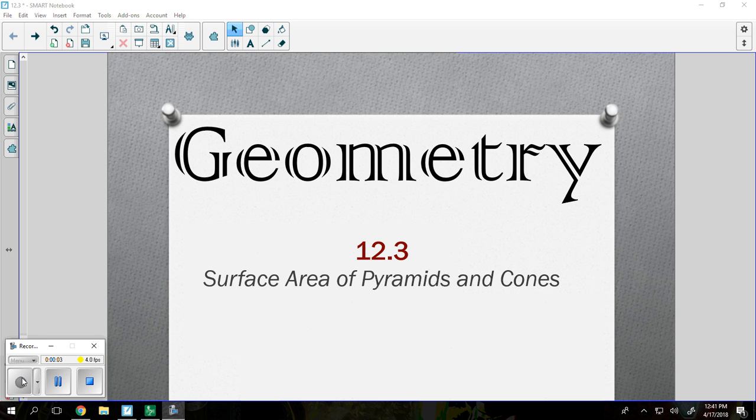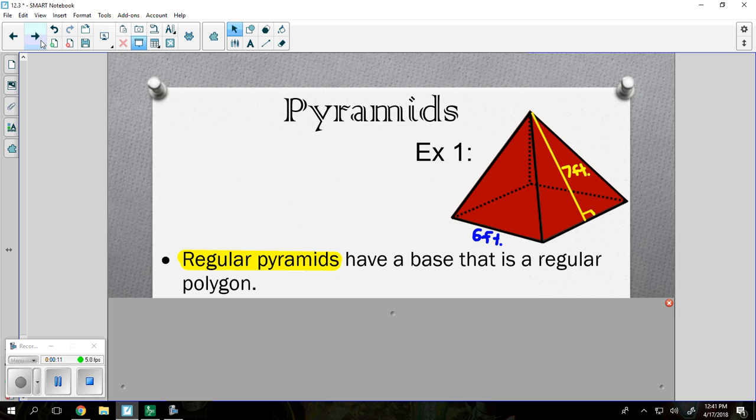Lesson 12.3 is on surface area of pyramids and cones. The pyramids that we're going to be working with are regular pyramids, and that would mean that they have a base that is a regular polygon. So please write that.